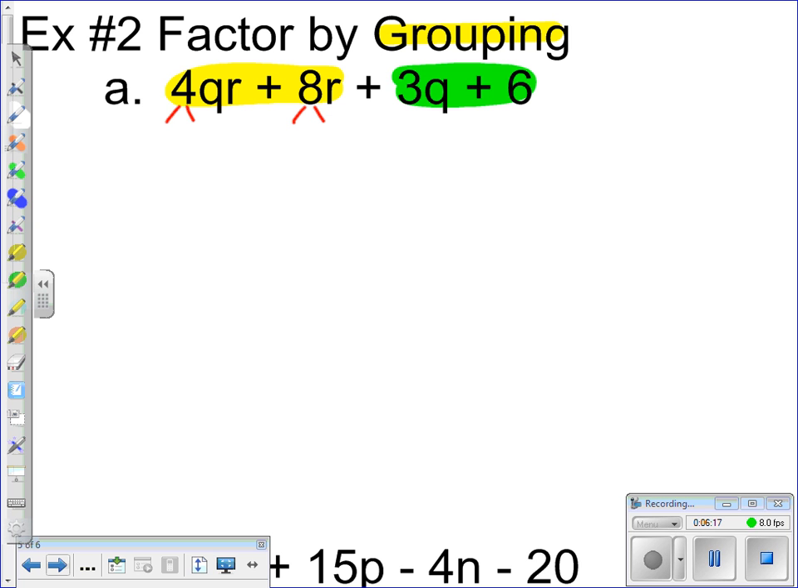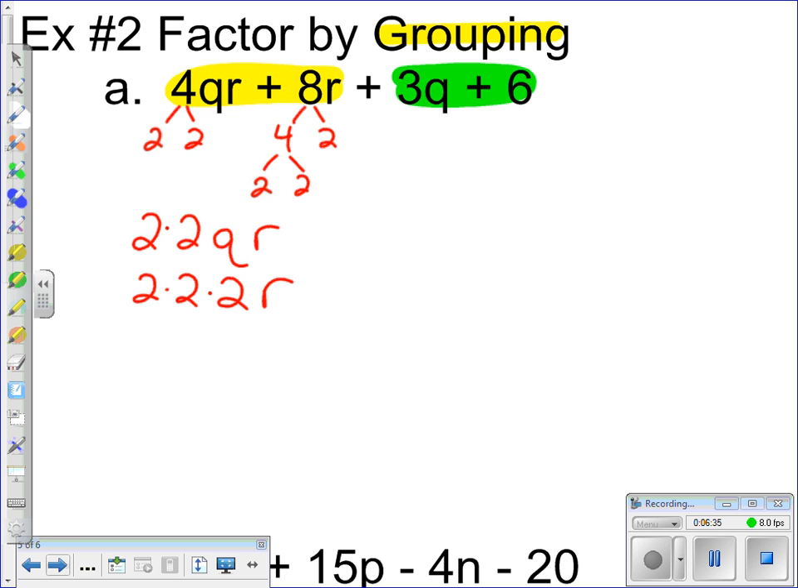So 4 is 2 and 2. 8 is 4 and 2. And then 4 is 2 and 2. So 4 is 2, 2, Q, R. 8 is 2, 2, 2, and an R. Now I'm looking for what they have in common. And that is 2, 2, and an R. Put that together, that's 4R.